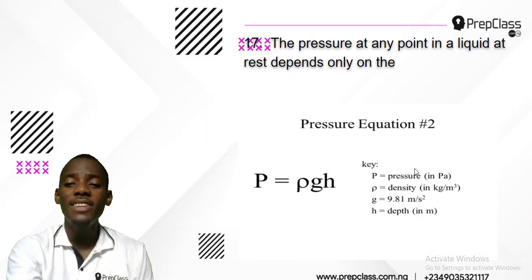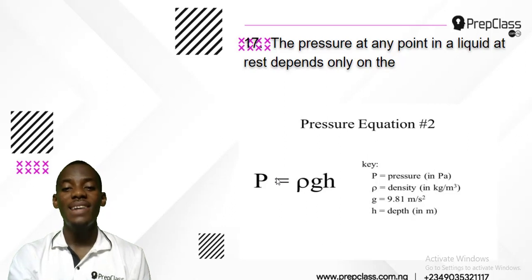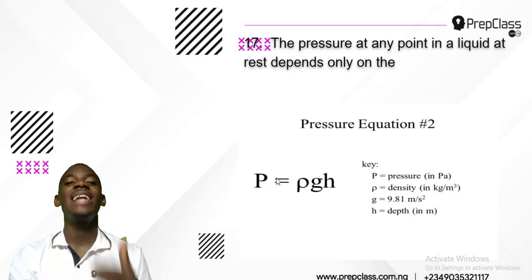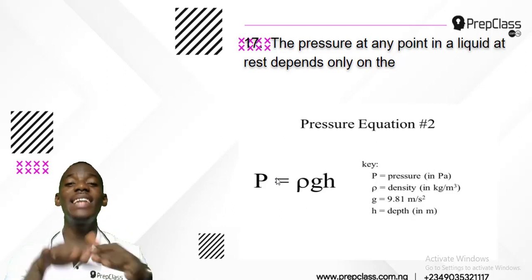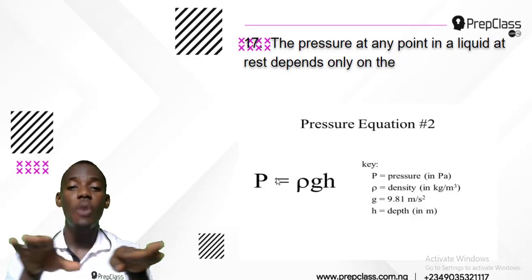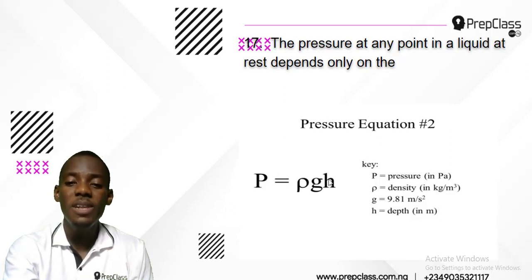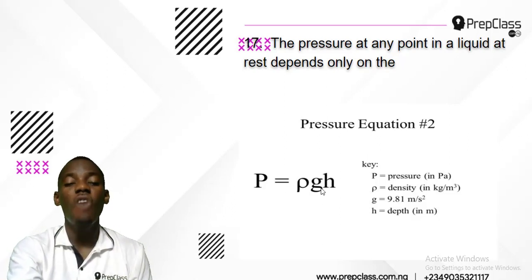Now this is Pascal's equation, and Pascal's principle speaks about pressure and height. It says that pressure and height are directly proportional, which means the higher the height, the higher the pressure. That is Pascal's principle, and it was from Pascal's principle that we got this equation of pressure.